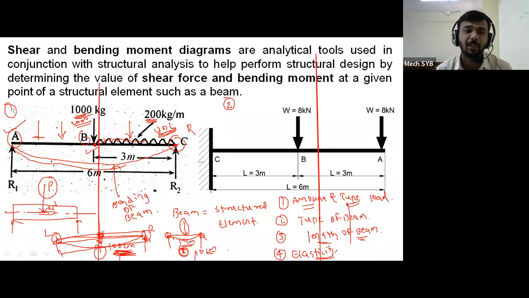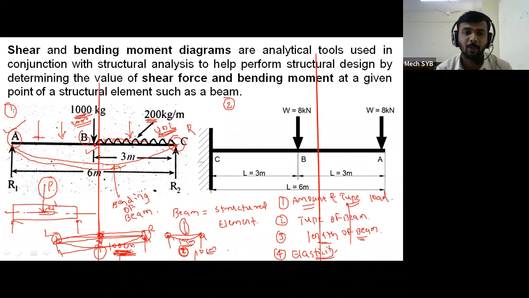Therefore, elasticity of the material also plays a very important role in the bending of the beam. So you have to keep these particular 4 points in your mind, because based on this the MCQ questions are asked. The bending of the beam is mostly based on, first one, amount of load, type of load, then type of beam, then length of beam, and fourth one is the elasticity of beam. So these are the 4 elements on which the bending of the beam depends.